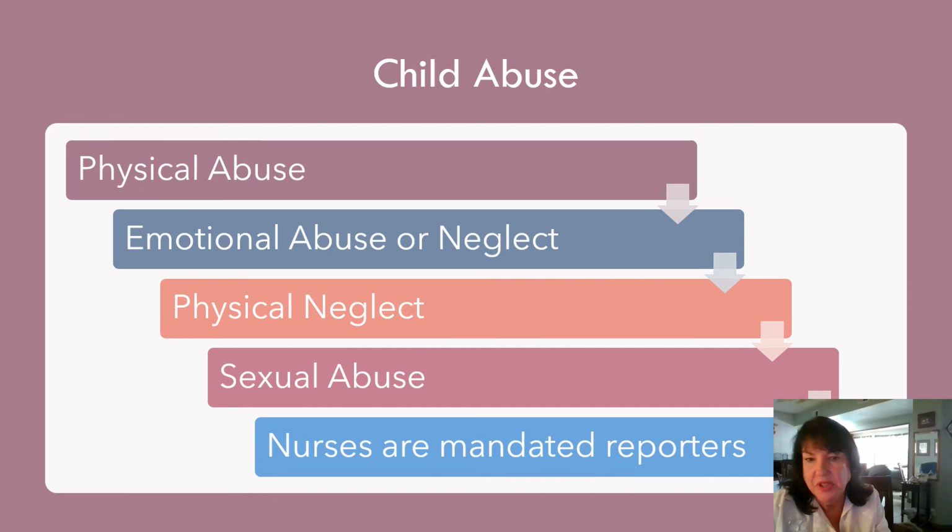Some children are sexually abused, and any kind of sexual activity, of course, with someone 18 years, some states it's 16, but any kind of sexual abuse is considered illegal and should be reported. The child is not looked at as someone that can give consent. And as I told you before, nurses are mandated reporters. Well, who do we report to? We're going to report to child protective agencies.